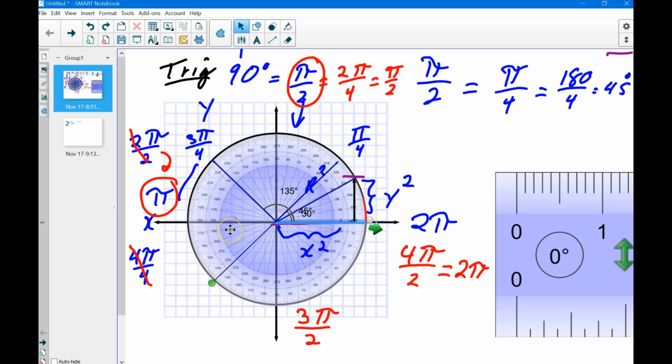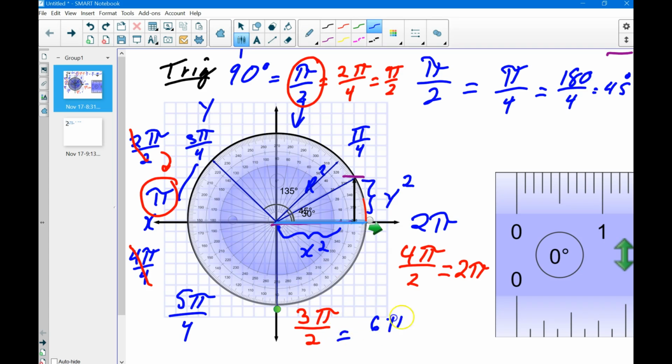45 degrees more, and it's going to be 5 pi over 4, because this was 4 pi over 4. This is ridiculous. It's this easy. Come down here, and guess what? This is going to be 6 pi over 4, which reduces to 3 pi over 2.